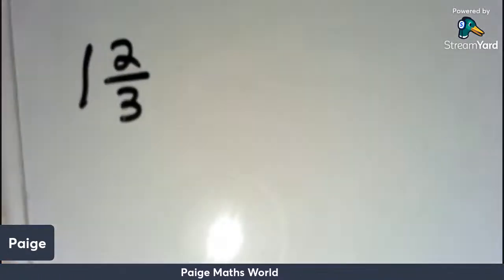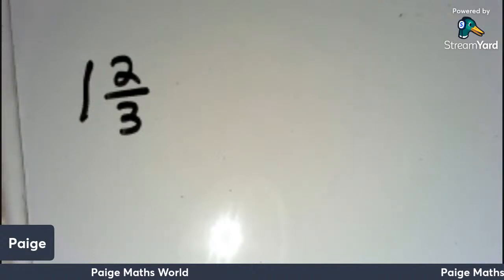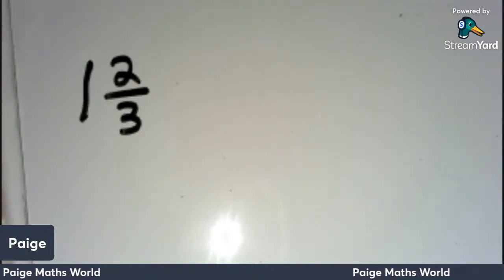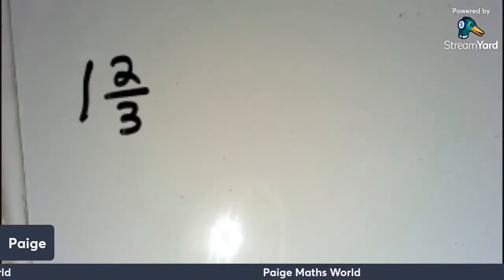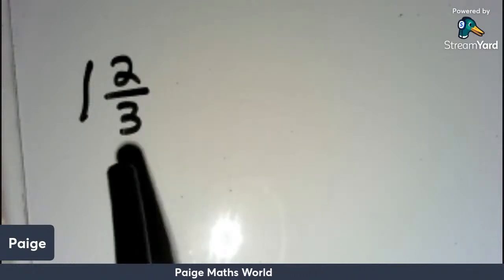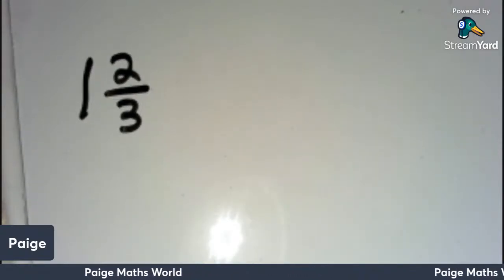All right, supposedly now we have 1 and 2/3. What is that now as an improper fraction? We just looked at it. We want to turn this mixed fraction into an improper fraction. What is it?